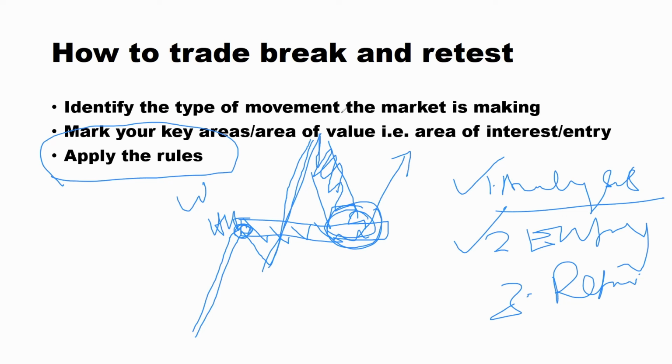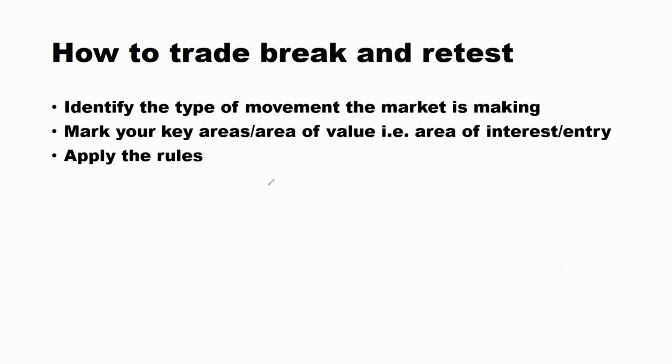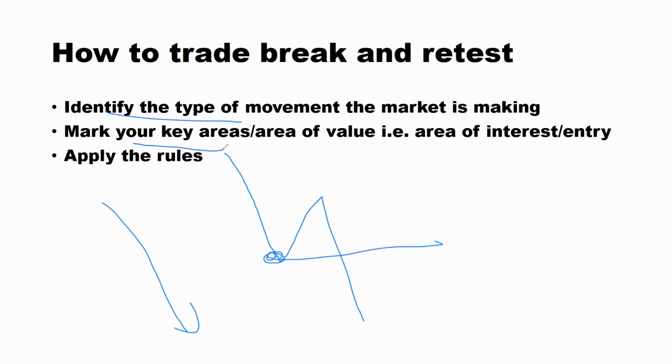The same thing happens in a downtrend. Someone will say, what about downtrend? The same applies to downtrend. Let's assume the market makes a low, makes a high, and then breaks this level here. Now, when I notice that I'm in a downtrend, remember we've said the first rule is identify the type of market movement, mark your area of interest, then apply the rules that we have spoken about, right? Now, when the market breaks here, this is my area of interest.